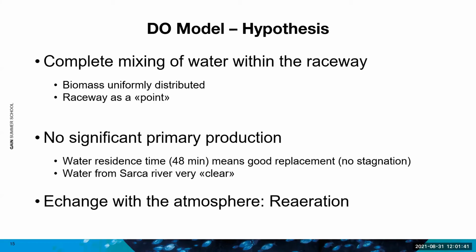It's crucial to the modeling activity. So we have three main hypotheses. Sorry, we have a complete mixing of water within the raceway. What does it mean? It means that the biomass, the fishes, are uniformly distributed within the raceway, which of course is not always the case, but it's an assumption.